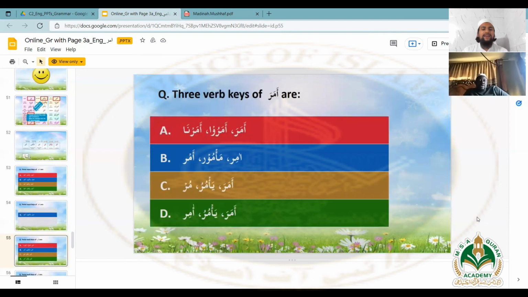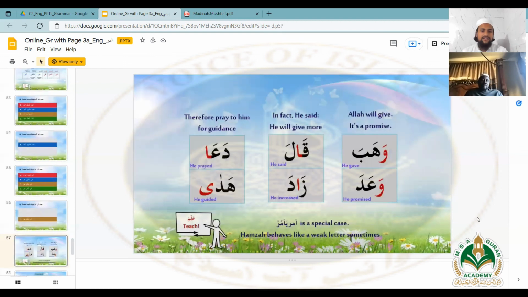Sorry. Yes, B. Okay, three verb keys of amara. Amir, ma'mur, amur. Now we are talking about verbs. So one more attempt. B is incorrect. Amur, yes, amur. C. Yes, that's why. MashaAllah. So we have done it.